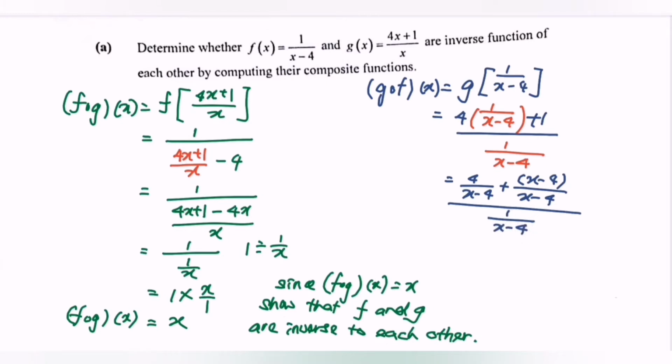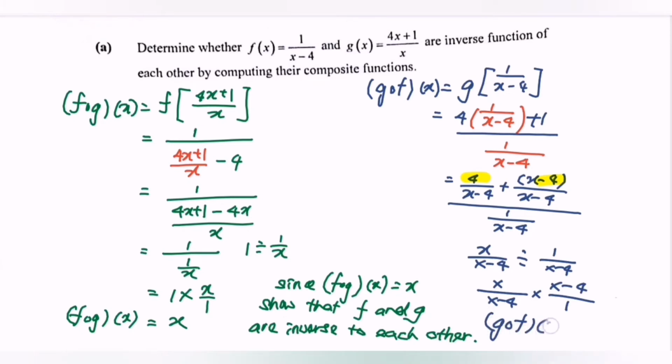So here we can see that 4 minus 4 gives 0. So rewrite the situation. We will have x over x minus 4 divided by 1 over x minus 4. So x over x minus 4 multiplied by x minus 4 over 1. So finally, g∘f is equal to x. So from here we can say that since g∘f is equal to x, it shows that f and g are inverse to each other. So here is the alternative for question A.